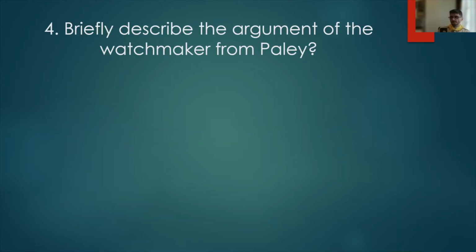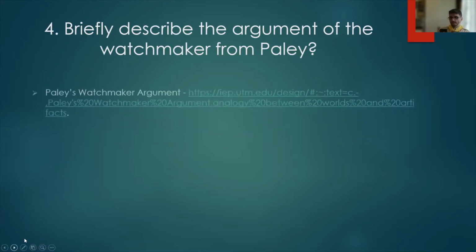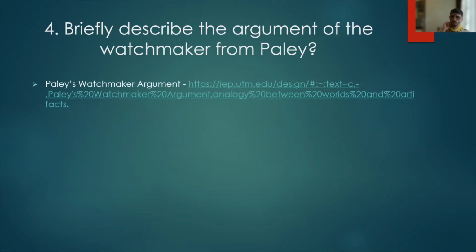Requirement number 4: briefly describe the argument of the watchmaker from Paley. I'm not going to go through this argument, but you have the link where to read and where to get the information from. The presentation, if it's not available yet, is going to be made available on the British Union website. So you just have to press the link, read the article, and then describe in your own words what Paley's argument is. Okay.